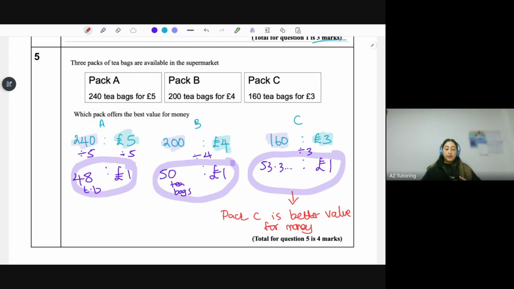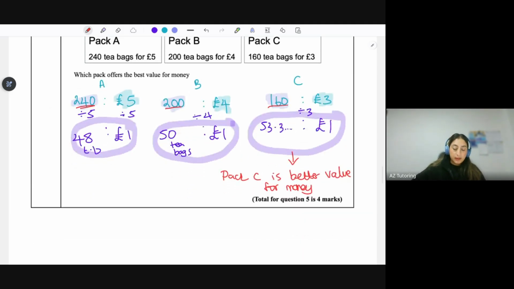So along with doing the comparison, either you can do the way I did, or you can divide them to get one tea bag, how much are they going to cost? You could do it that way, but because we're working with bigger numbers, it might be a bit more long-winded, but if you've got a calculator, it should be easier. Both ways should give you the same answer.